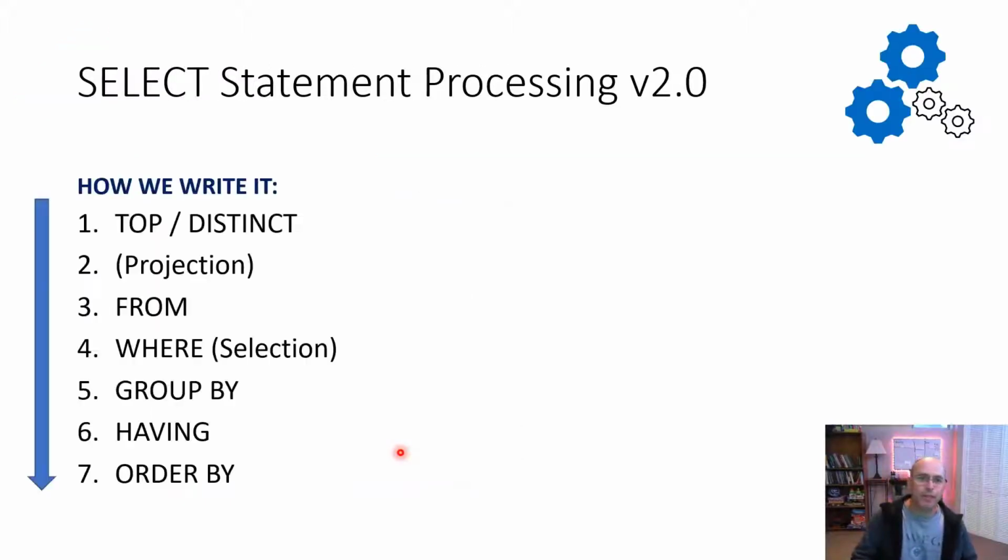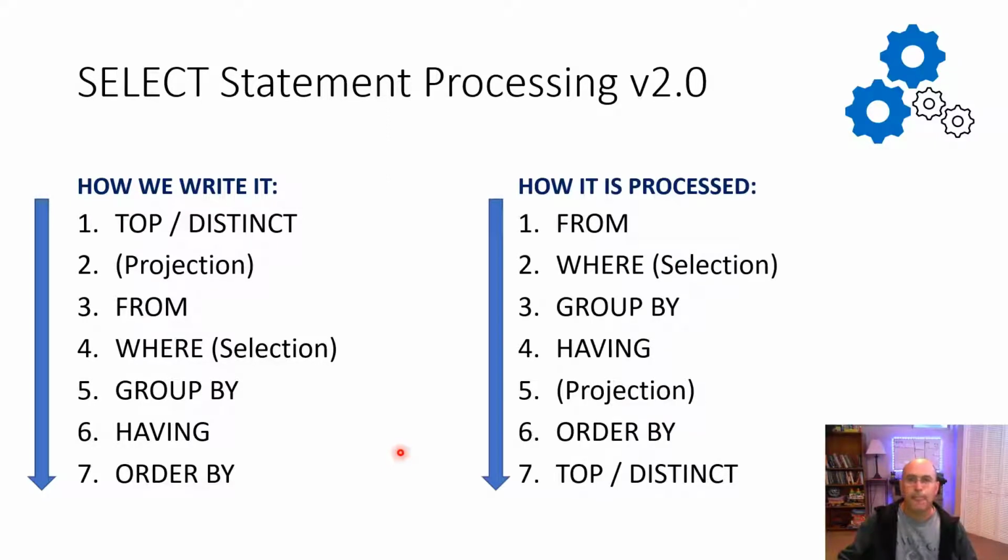So let's revisit our statement processing. We write it like this, as we just showed you. You write select top, then your projection, from, where, group by, having, order by. But this is how it gets processed. It gets processed from where, then we apply the group by aggregation, then we apply having if it's there, and then we do the column projection. So the column projection comes after we aggregate those rows down with group by and then filter them with having.